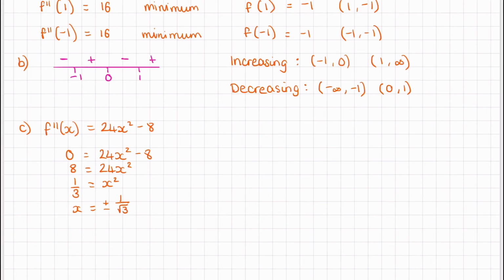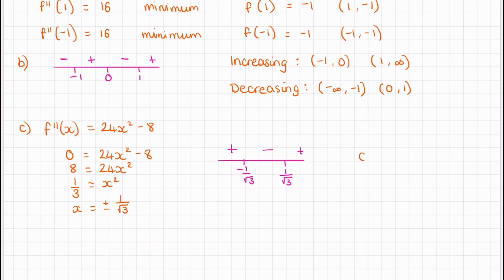So now to work out if it's concave up or down, we do one of our lovely sign diagrams again, and we're going to have -1/√3 and a positive 1/√3. Pick a value in all the intervals once again to find out if it's positive or negative. You'll find it's positive, negative, and then positive. And the values that we pick in the intervals, we put into the second derivative formula.